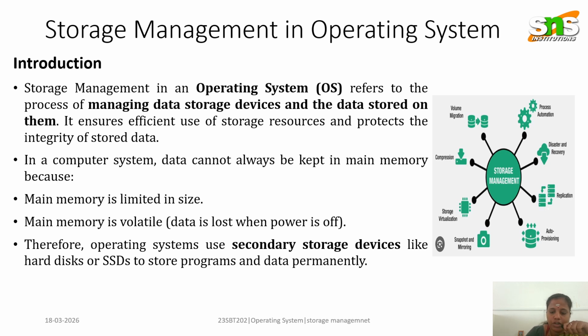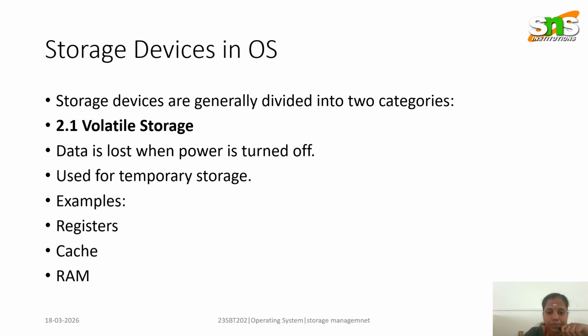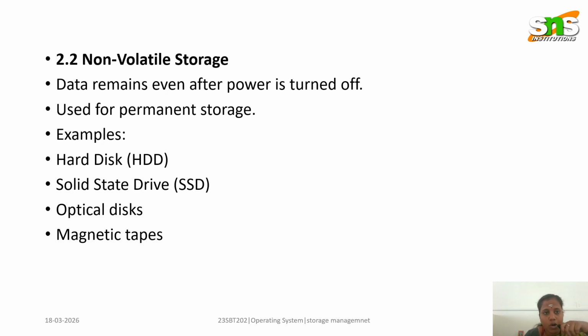The types of storage. The storage is divided into two types. The first one is volatile storage, where the data is lost when the power is off. It is temporary storage, and its examples are RAM and cache. The next one is non-volatile storage. The data remains permanent. Examples are HDD, that is hard disk, SSD, solid state drives, optical disk, and the magnetic tape.